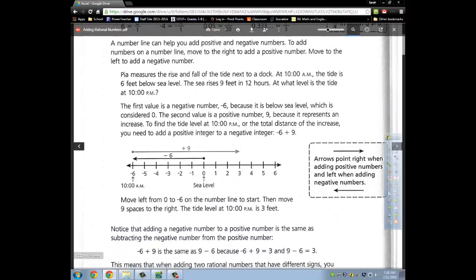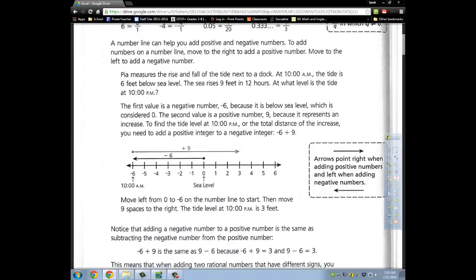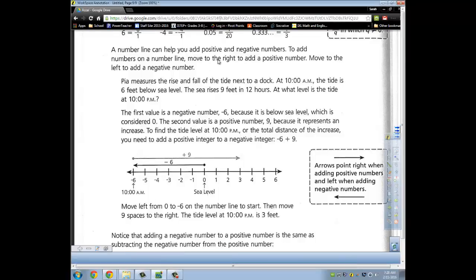So they want us to use a number line to get us an understanding of how to do this. But this is when we think of our song: same sign, add and keep, different signs subtract, keep the sign of the bigger number, then you'll be exact. And I know my singing is fantastic.